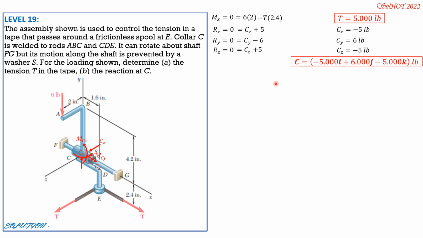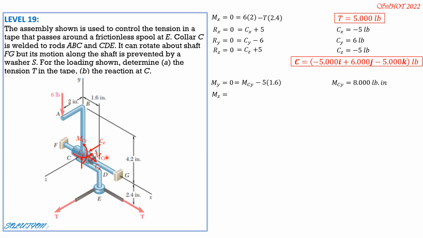That's the reaction at C. And the moment reaction at C, so let's solve for MCy first. Summation of moment about Y, My equals 0. We have MCy. This tension here, if extended, passes through Y, so it has no moment about the Y-axis. So it is equal to MCy minus T, which is 5 times 1.6. The moment arm is 1.6. So MCy is equal to 8 pound-inch.